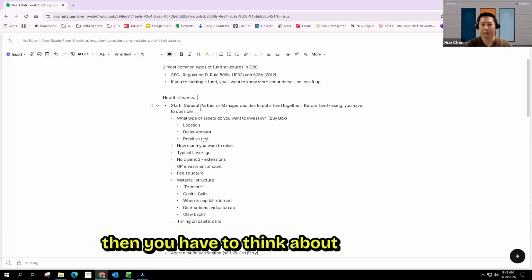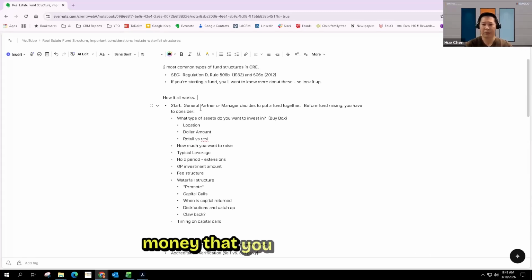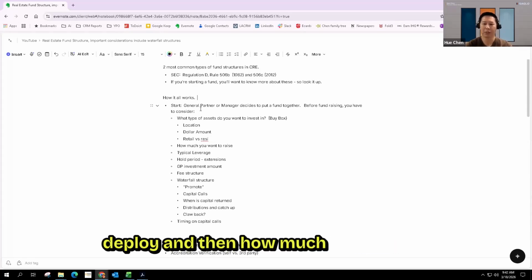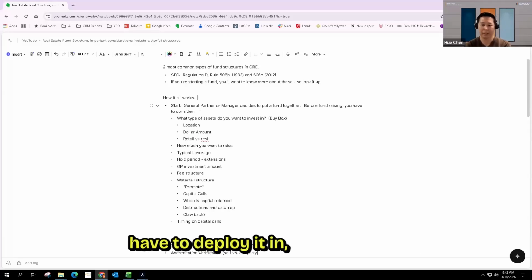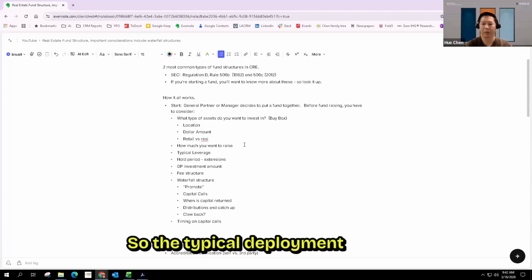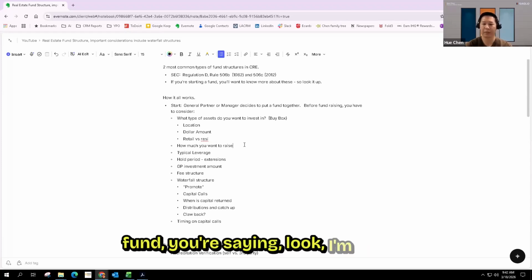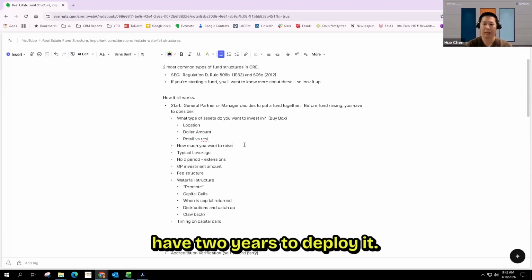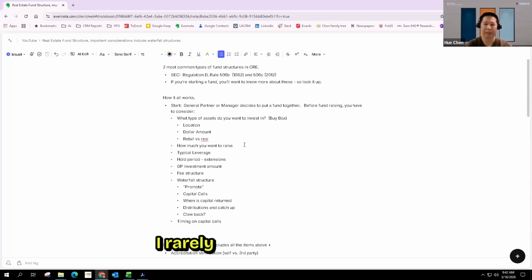Then you have to think about how much money you want to raise. A lot of that has to do with what you can actually deploy and how much time you have to deploy it in, which I didn't write down here, but that's a very important consideration. The typical deployment time is about 2 years. A lot of times when you're raising a fund, you're saying, look, I'm going to have 2 years to deploy it. I've heard 3. I rarely hear less than 2. So somewhere between 2 to 3, could be 18 months sometimes.